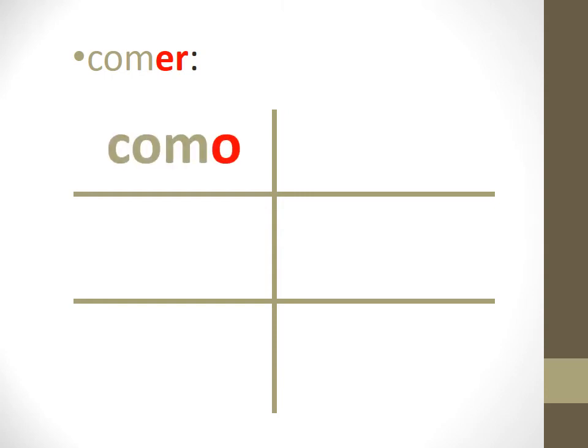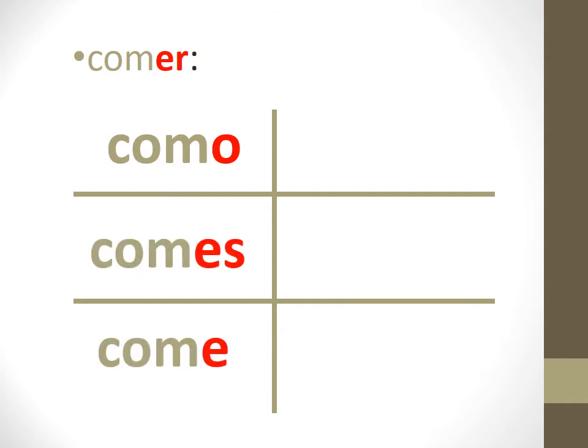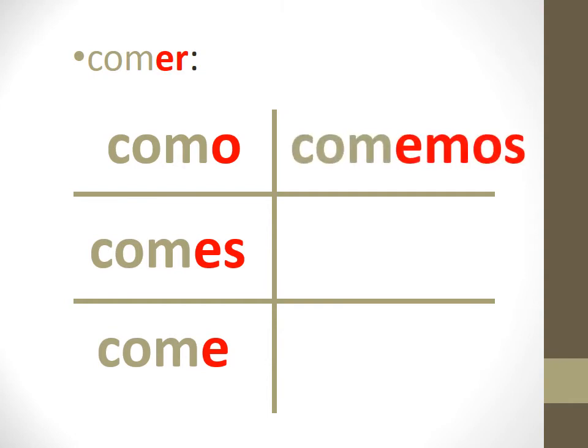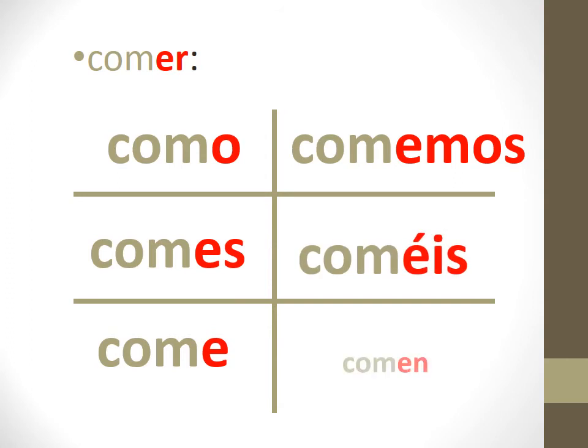La forma yo: como, I eat. Comes, you eat. Come, he or she eats. Comemos, we eat. Coméis, you all in Spain eat. Comen, they eat.